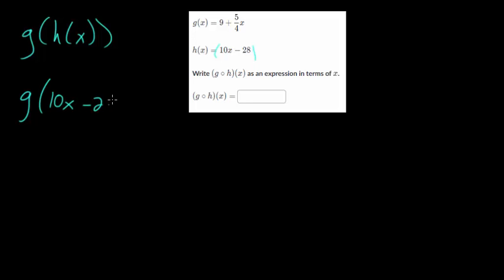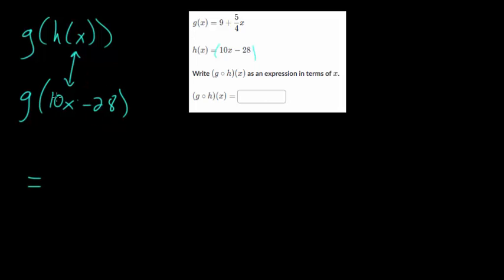Let's keep going. With these, you really just want a lot of practice. With this one, we want g of h of x. Since h of x is closest to the letter x, that's going to be on the inside here. And h of x is this linear equation here, so I will replace it. g of h of x is the same thing as g of 10x minus 28. All I did was replace h of x with what it's equal to.